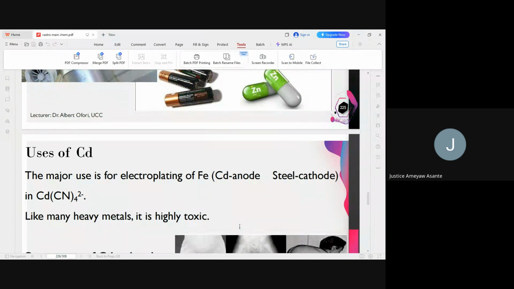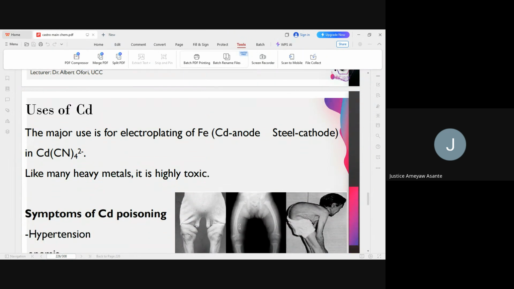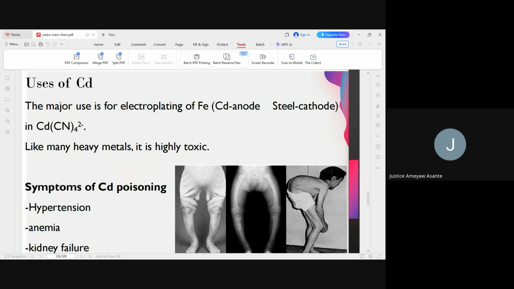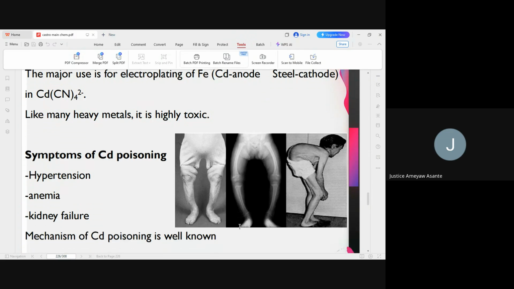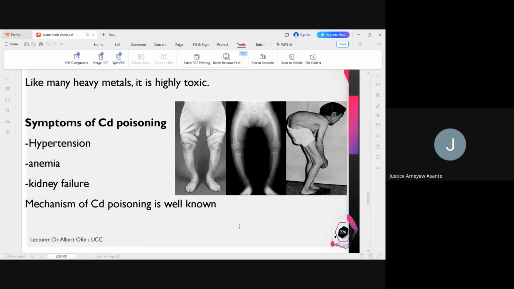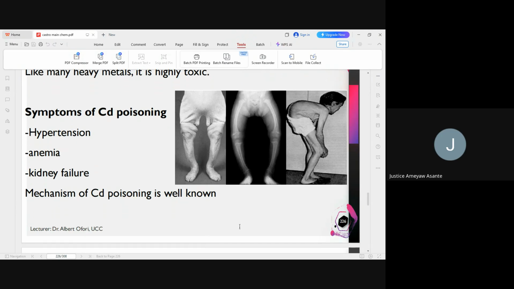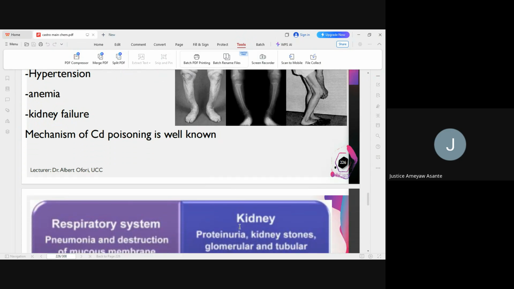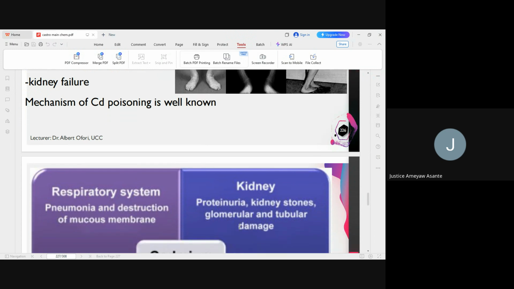Use of cadmium. The major use is electroplating of iron. So you use the cadmium as an anode and steel as cathode. Like many heavy metals, it is highly toxic. Symptoms of cadmium poisoning: hypertension, anemia, kidney failure.